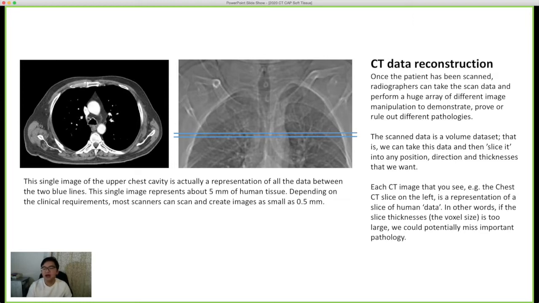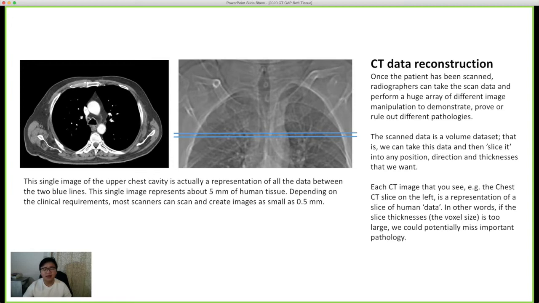Alright, so like I mentioned before with the slice thicknesses, every single slice that you see, every single CT data set that you see is a representation of a 3D set. So we could sum up this slice as everything that is in between these two blue lines. That is why we've got to be careful that we don't make the slices too big. If we make the slices too big, we could potentially make a small lung nodule appear as a larger one.